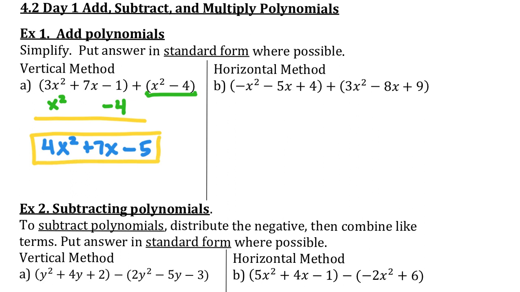Okay, if you don't want to line them up vertically, you can still do this horizontally. Since we're adding, it's not going to change any of the signs, so I can just look for like terms. So negative x squared plus 3x squared is 2x squared. Negative 5x minus 8x is negative 13x. And then 4 plus 9 is 13.